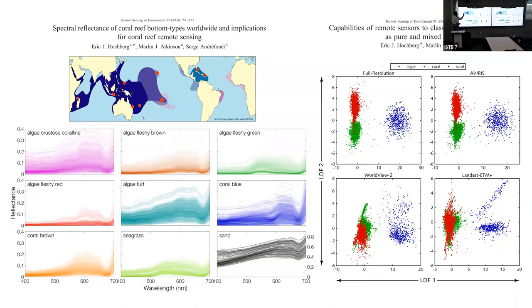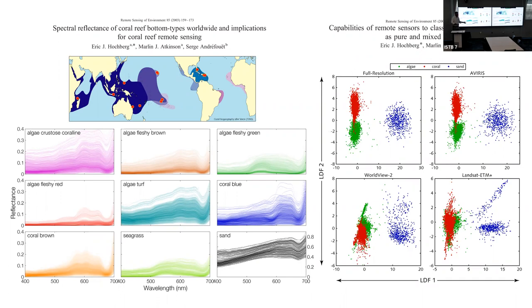Here are spectra; the x-axis of these is wavelength in nanometers. So this is visible light: 400 is the blue, 500 to 600 is roughly green to yellow, and 600 to 700 roughly orange to red. And I did it for all these different things: crustose coralline algae, fleshy brown algae, green algae, red algae, algal turfs, different kinds of corals, seagrasses and sand, and others. And so I built a spectral library of things and could do some analyses with them.